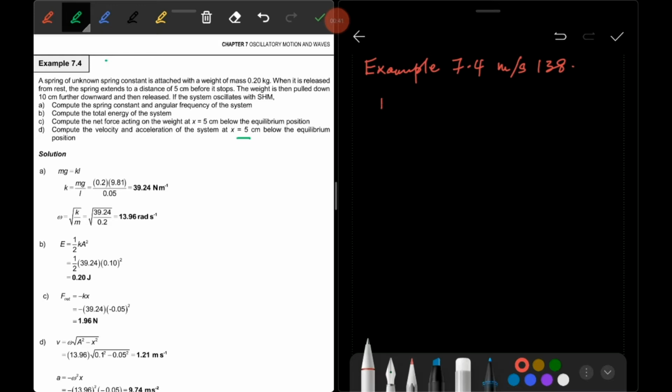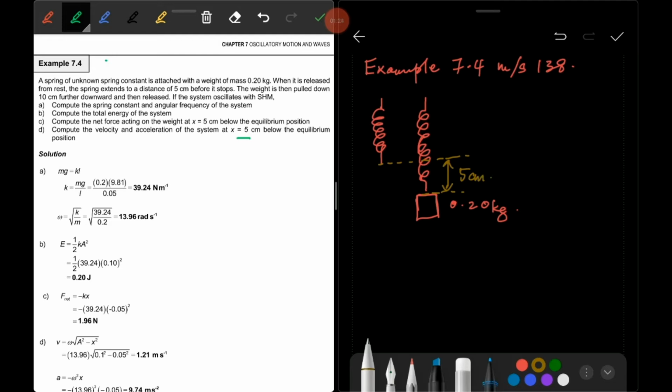Okay, this is the figure. Look at the figure here. This is when there is no mass at the end of the spring. When you attach a load, which has a mass of 0.20 kg, the spring extends 5 cm. So 5 cm is here. This is the end of the spring, and the end of the spring is extended 5 cm.